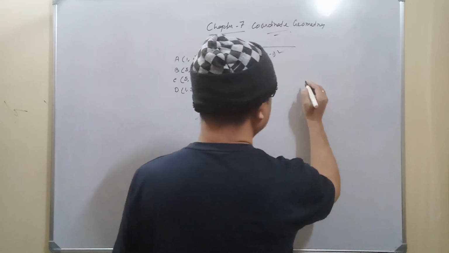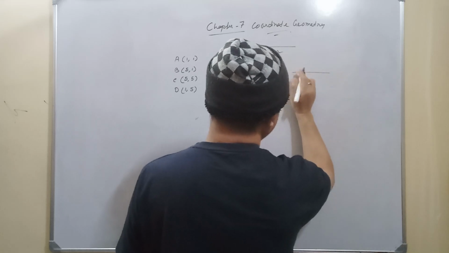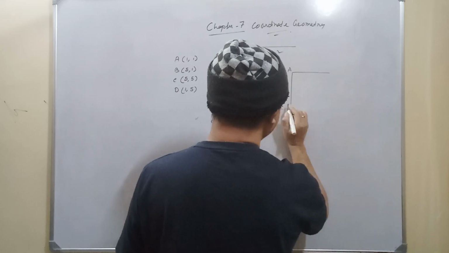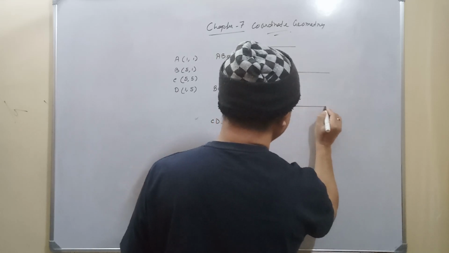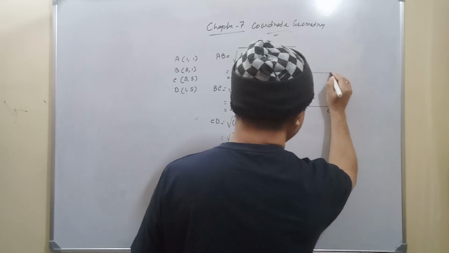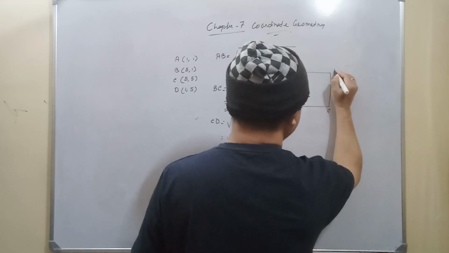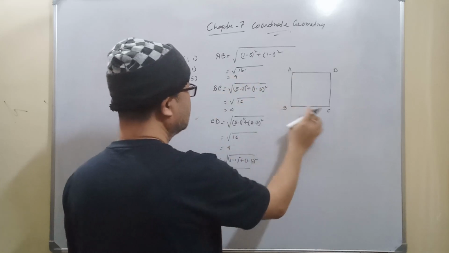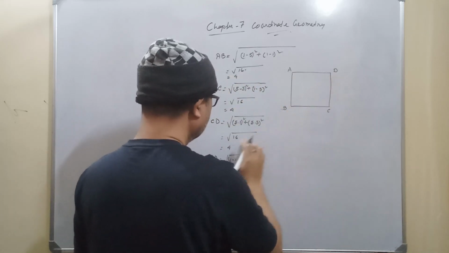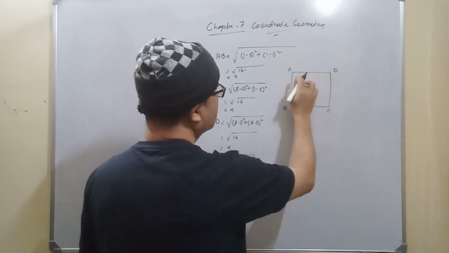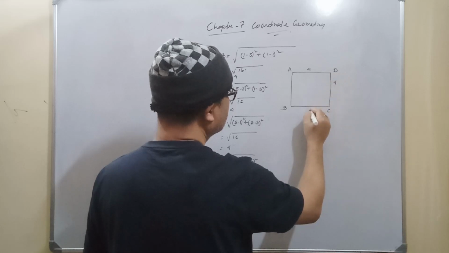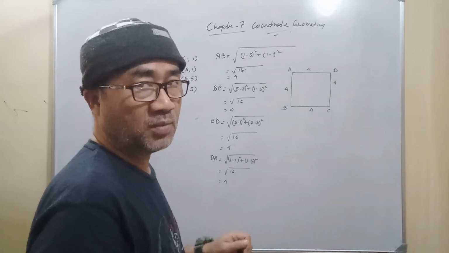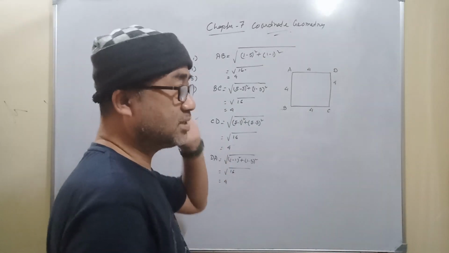So we can construct a shape like this. A, B, C, D, right? Where AB is equal to 4, BC is equal to 4, CD equal to 4 and DA is also equal to 4. So all these are 4, 4, 4, 4. So it is either a square or a rhombus, because rhombus also has all four sides equal.